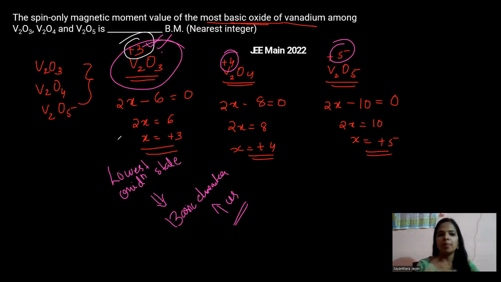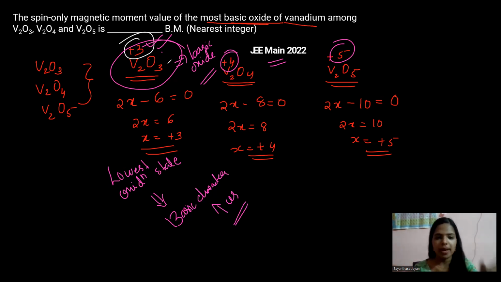This is the application level. You have to apply this particular concept into this question. This is a JEE Main question, that is why they are asking like this. So V2O3 means plus 3 oxidation state. You have to calculate the most basic oxide. This is the most basic oxide among the given 3 oxides of vanadium.